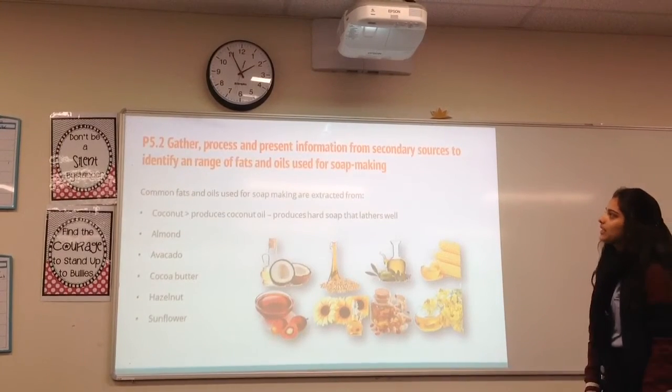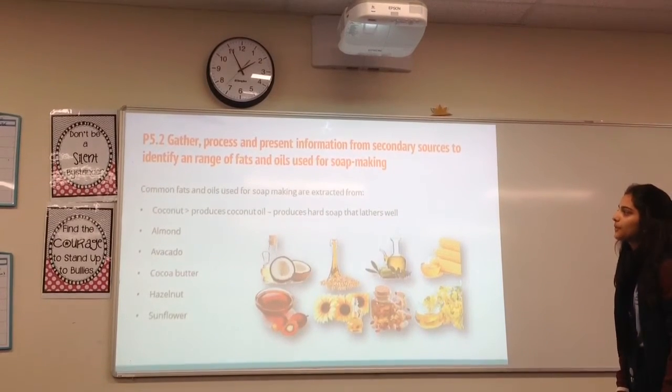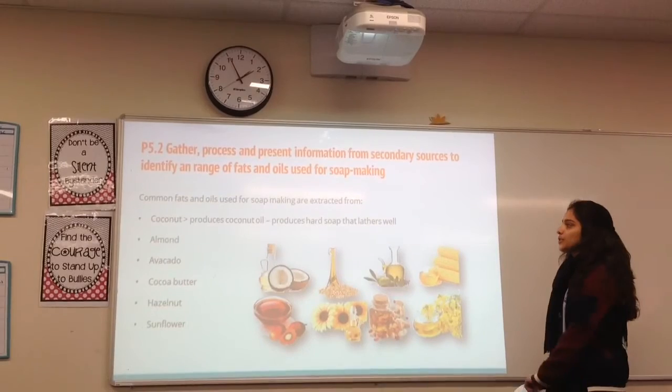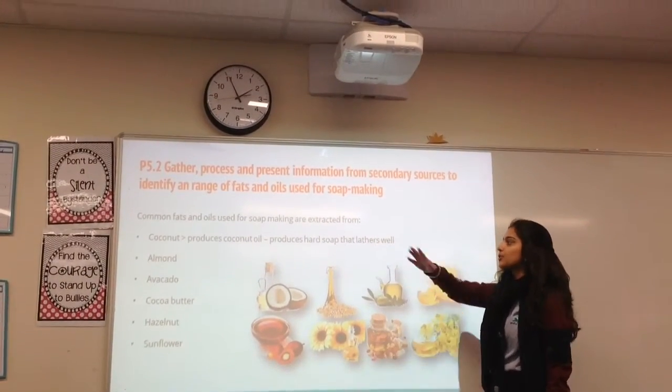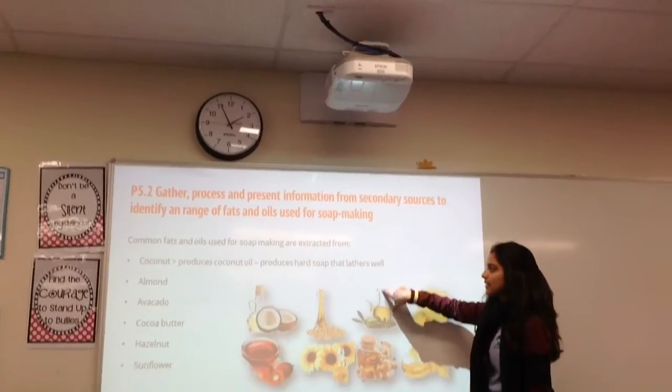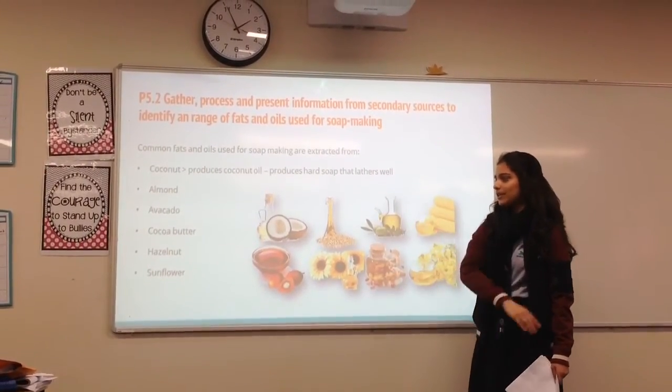Gather and process and present information from secondary sources to identify a range of fats and oils used for soap making. So common fats and oils used for soap are extracted from coconut, which produces coconut oil, and this is actually a hard soap as in the lab as well. There's also almond, avocado, cocoa butter, and butter.